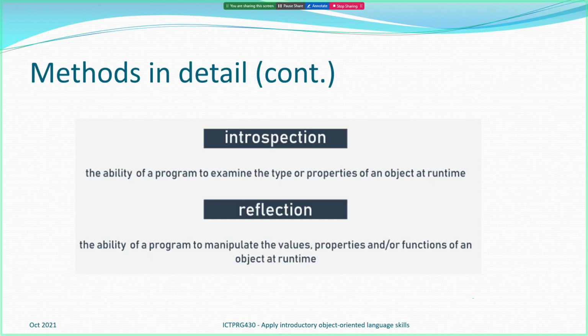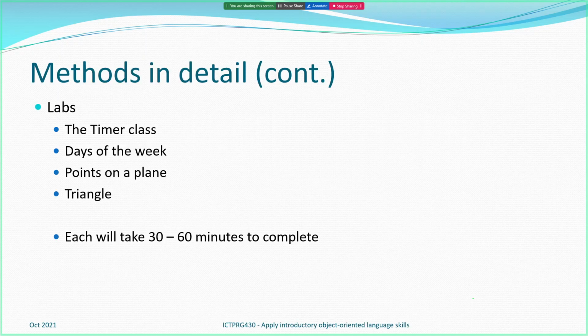So when we're dealing with methods, we basically do two things with them. With introspection, we get the ability to examine the type and properties of the object at runtime, while reflection allows us to manipulate the values and properties of objects at runtime. So they're the two activities that we tend to have.